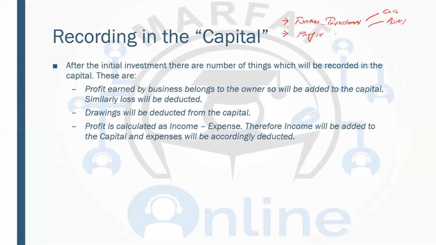Now, what is profit? Profit is when you are having a benefit on something. For example, you are selling your stock in the profits. Now, where will the profit be included? Profit earned by the business belongs to the owner, so it will be added to the capital because it belongs to the owner.